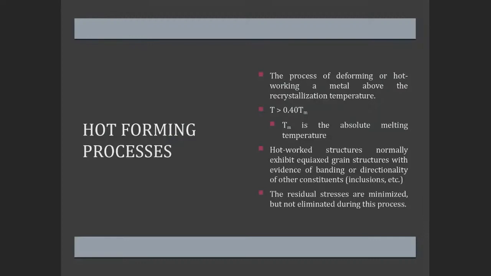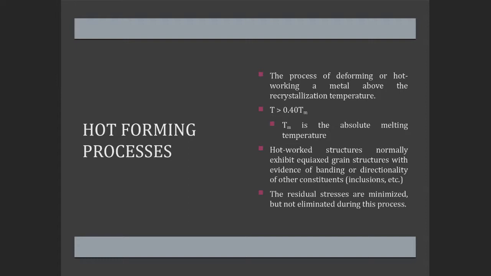So when we're looking at processes, a hot form process is typically the deformation or hot working of a metal above its recrystallization temperature. Since all materials have different melting temperatures, you have to look at which material you're working with. When you're deforming it, if you take 40% of the absolute melting temperature and form it above that, then you would be considered hot working.